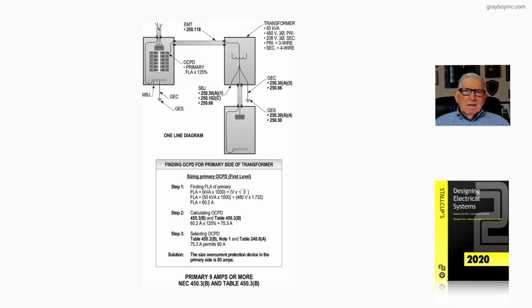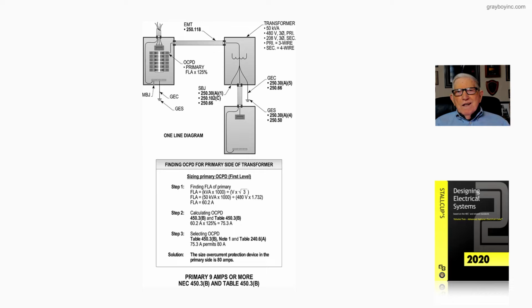And basically, Table 450.3(B) divides these current levels into three levels. The first level is 9 amps or more, and you'd use 125% times the transformer's primary full load current. And you're allowed to advance to the next size overcurrent device above the 125% if it should become necessary.